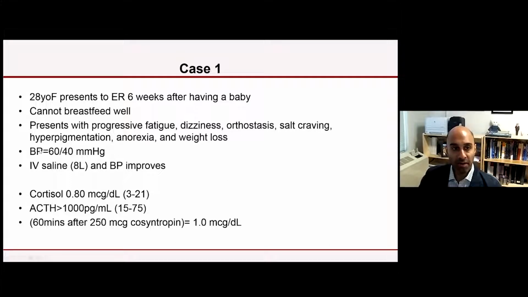Her blood pressure is very low in the emergency room, 60/40. She's given up to 8 liters of IV normal saline, and her blood pressure stabilizes. And someone thinks about adrenal insufficiency, so they check a cortisol, which is 0.8 micrograms per deciliter. The accompanying ACTH is over 1,000 picograms per milliliter. And someone does a cosyntropin stimulation test where they give exogenous ACTH, and an hour later, the cortisol rises from 0.8 to 1 microgram per deciliter.